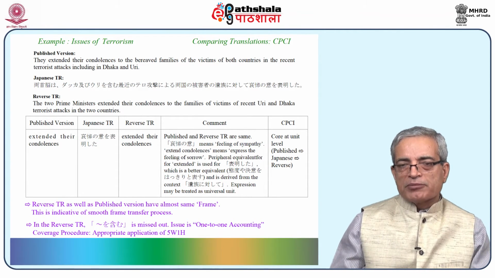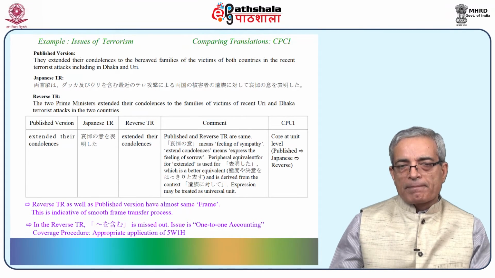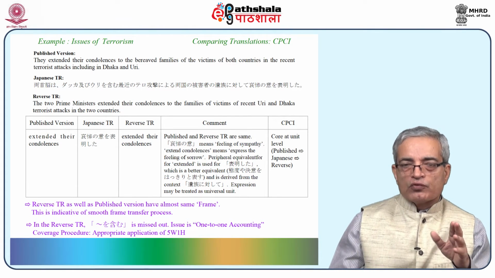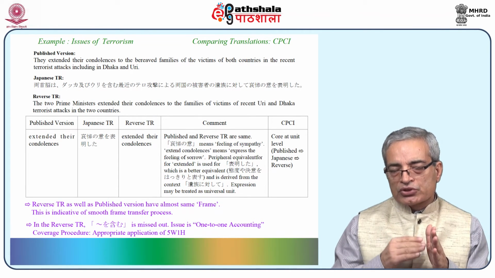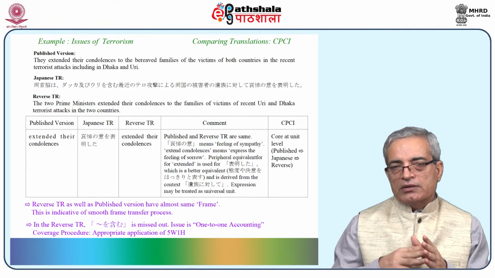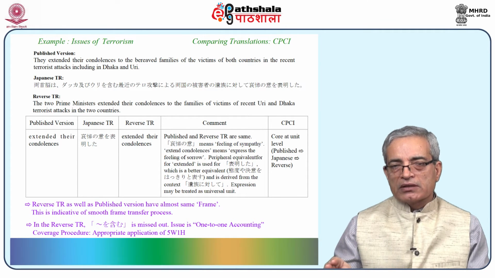The reverse TR as well as the published version have almost the same frame. This is indicative of a smooth frame transfer process. In the reverse TR, O fukumu is missed out. This is a problem. The issue is one-to-one accountability, coverage procedure, appropriate application of 5W1H. If you want to ensure that all the elements have been covered, you have to physically check whether each element has got its equivalent in the target language or not. But 5W1H is one approach which can help you do so.